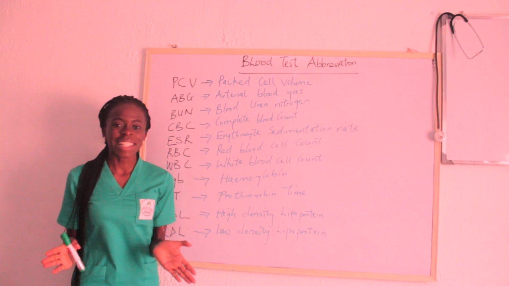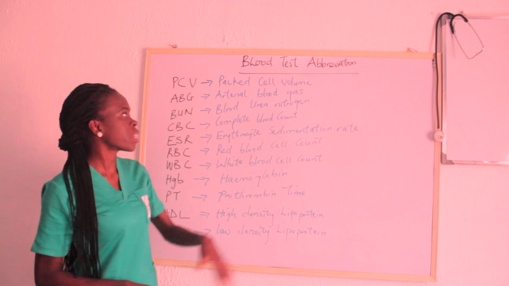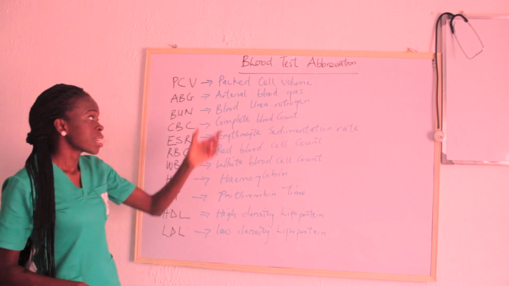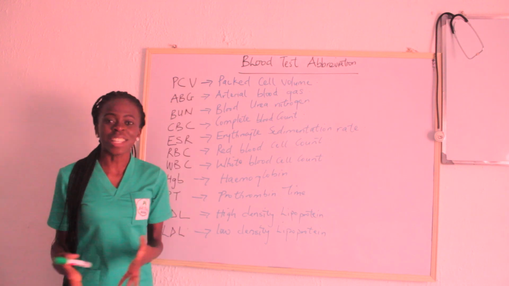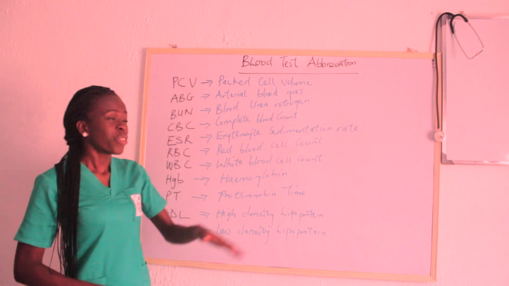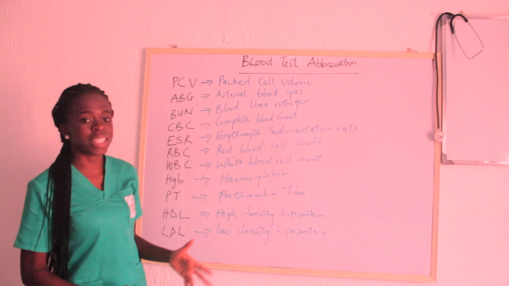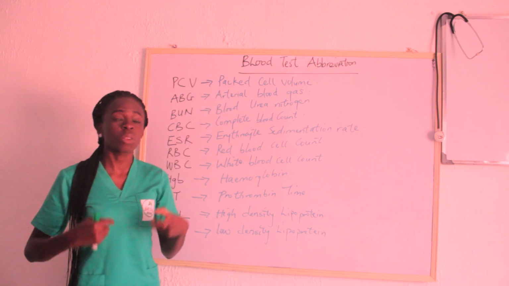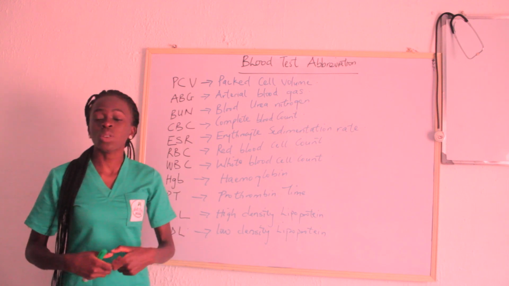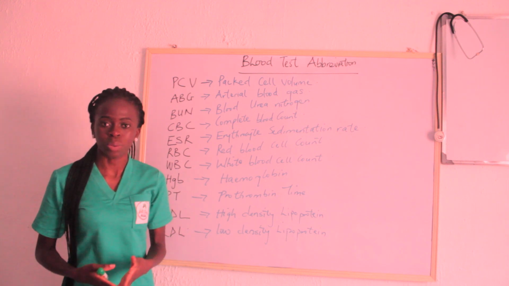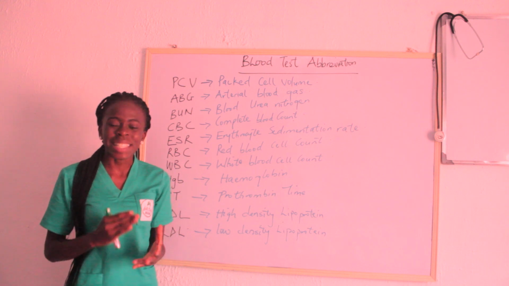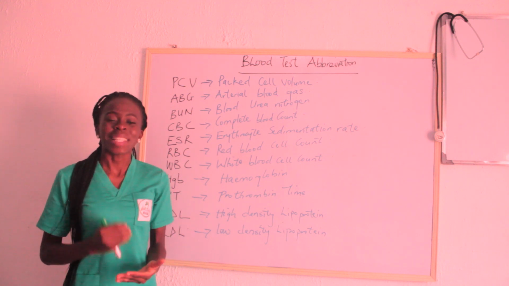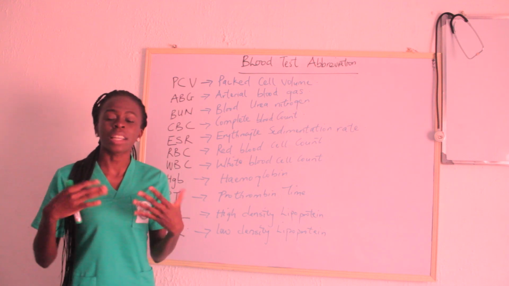Like I earlier said, today we're going to be talking about blood test abbreviations. The first is the PCV, the PCV that actually got me confused. The full meaning of PCV is packed cell volume. PCV is also known as your hematocrit value. It is actually the percentage of red blood cells in our body.